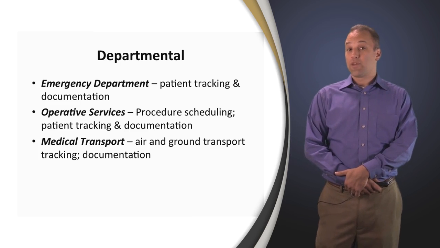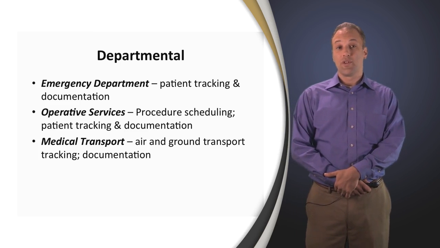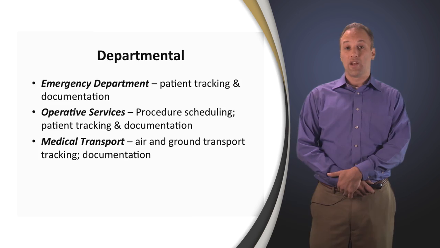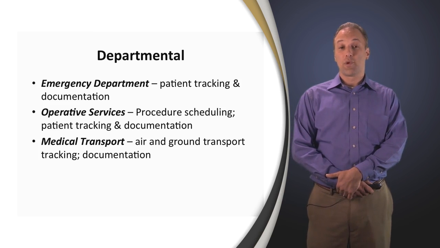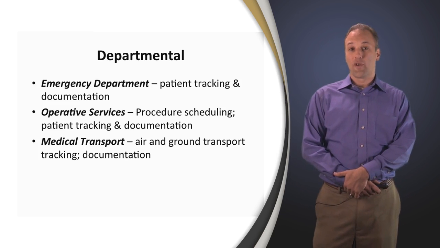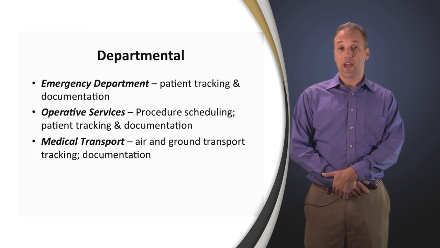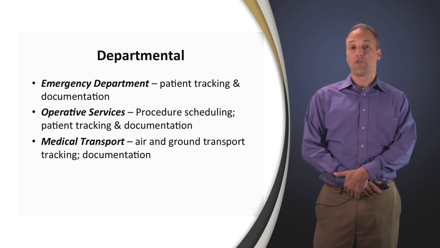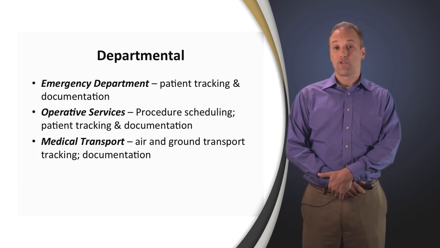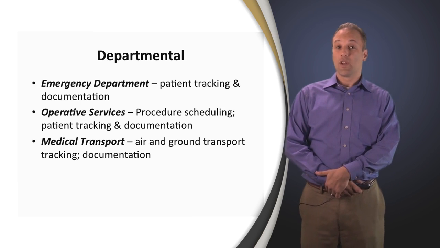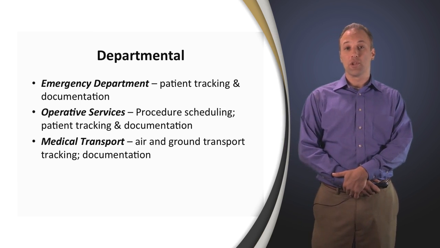And we have departmental systems, which would include things like an emergency department system for tracking patients and documentation, operative services system, which would be used in the OR for scheduling procedures and tracking those procedures and documenting. And there might be a medical transport system used for air and ground transport of patients to the facility or between facilities. These sometimes also include a documentation component.